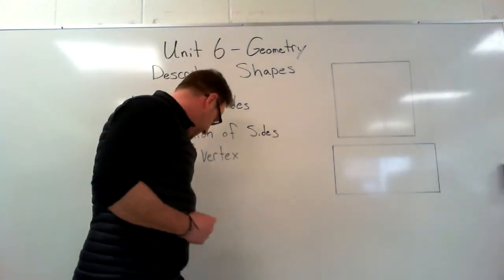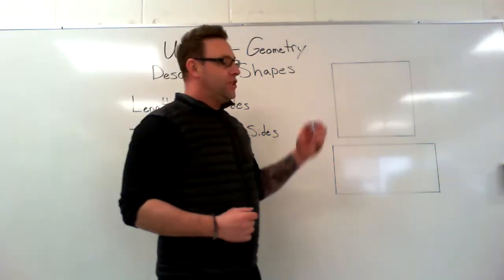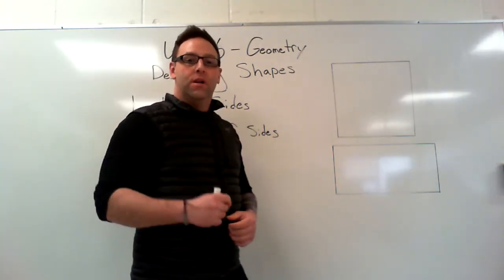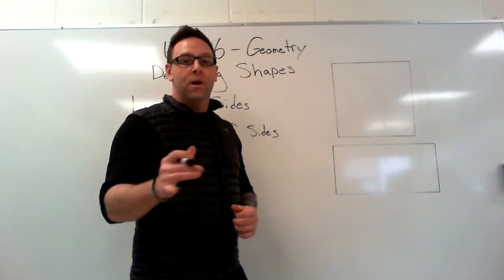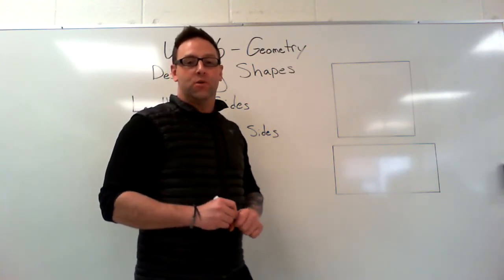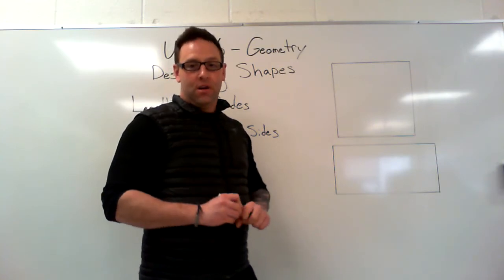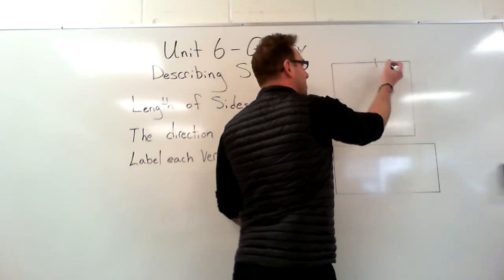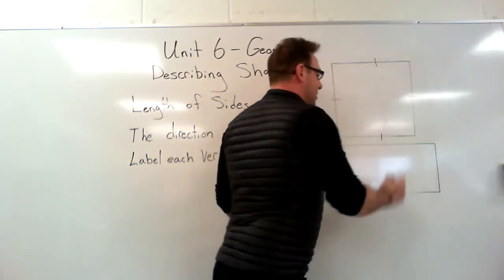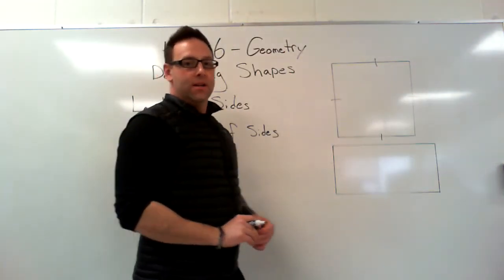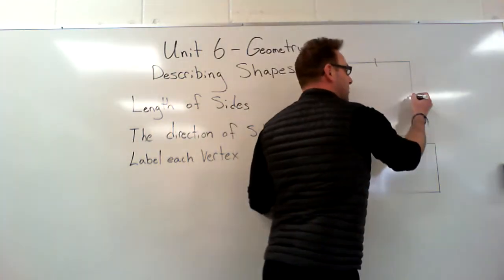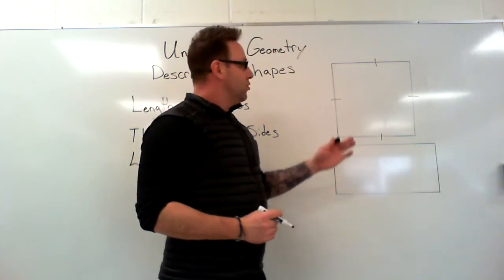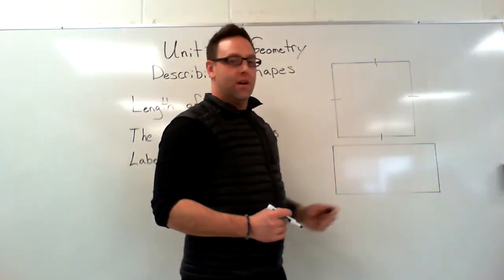Let's go over here. This shape up here, we have a square. It has 4 equal sides. The way that we're going to show the equal sides is we're going to use hatch marks. All that is putting a mark that's the same on each side. So I've got a mark on each side that shows that I have 4 equal sides.